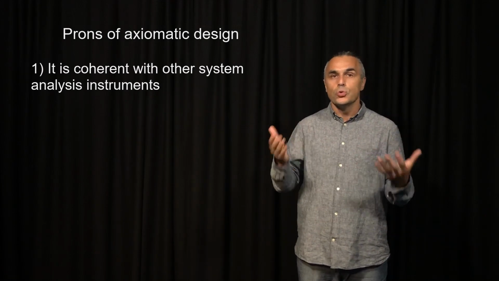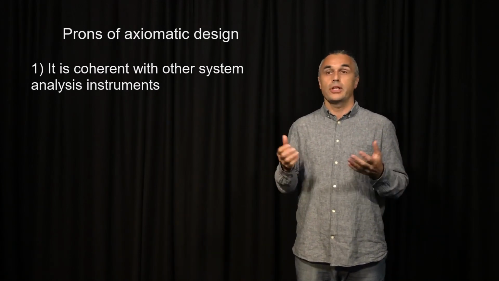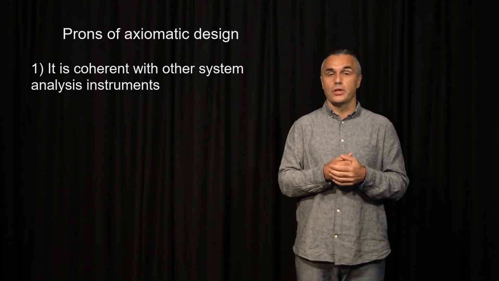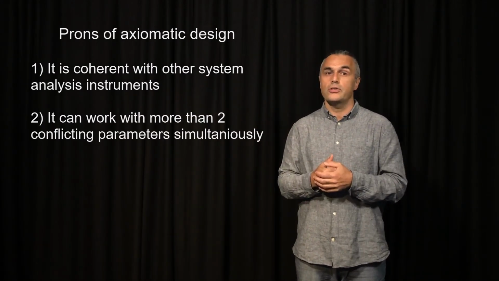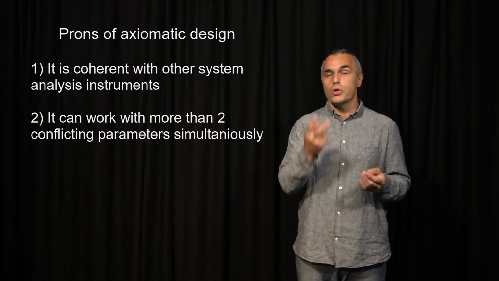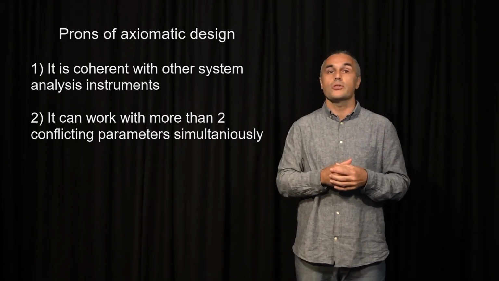Axiomatic design is coherent with other design tools, system analysis instruments like ideal final result or contradiction analysis from TRIZ. And even better than contradiction analysis in these terms, in that it allows us to work with more than two conflicting parameters simultaneously. The advantage of axiomatic design is that it works.